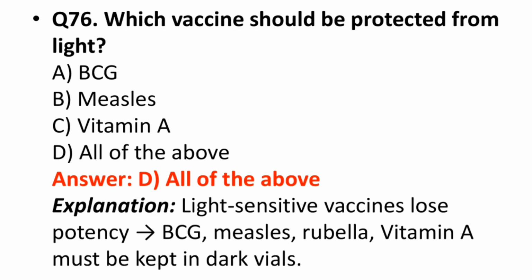Which vaccine should be protected from light? Option A, BCG; option B, measles; option C, vitamin A; option D, all of the above. The correct answer is option D, all of the above. Light sensitive vaccines lose potency. Example: BCG, measles, rubella, vitamin A must be kept in dark vials. BCG, measles, vitamin A vaccines should be protected from light.